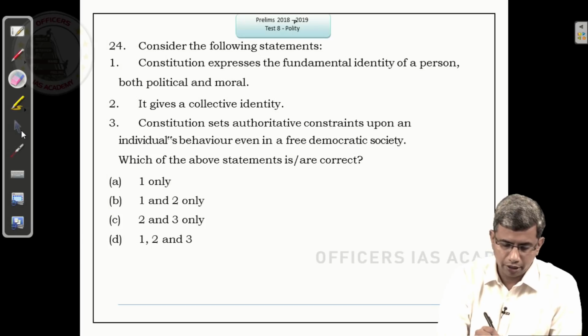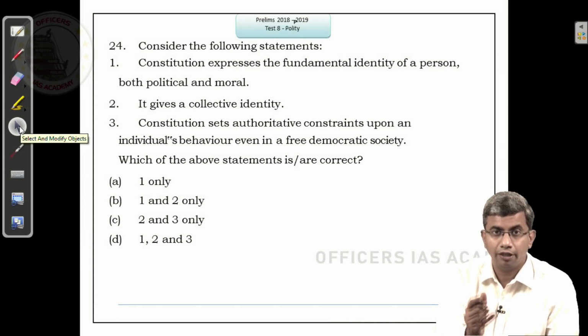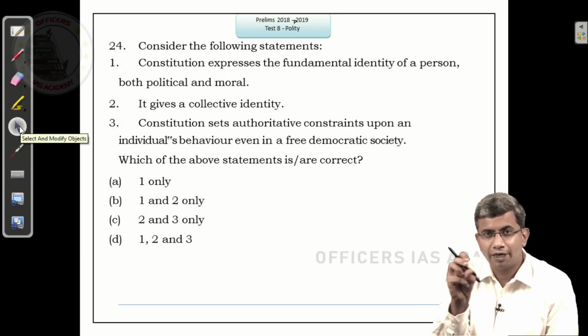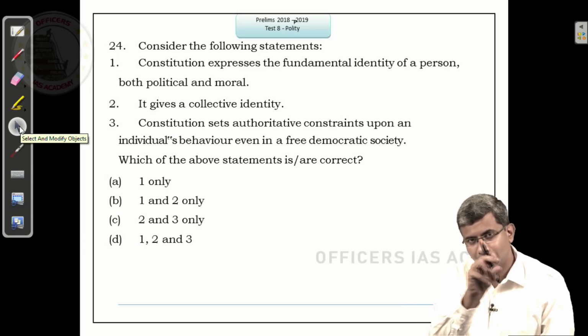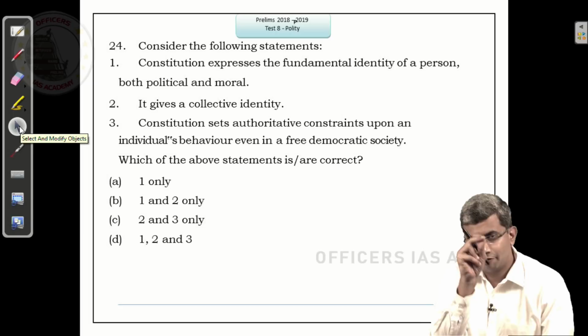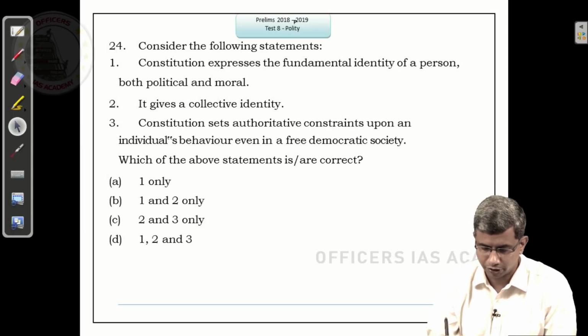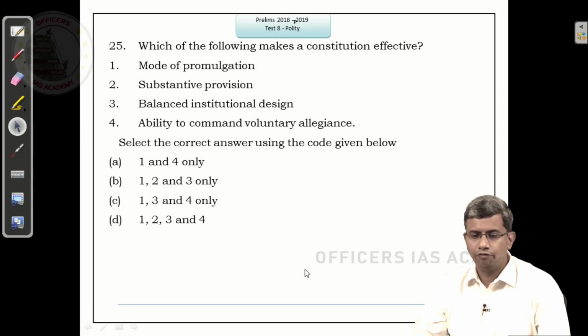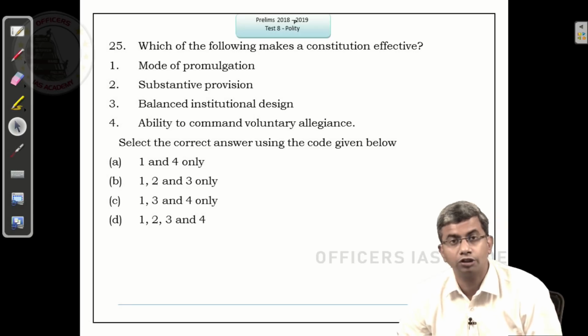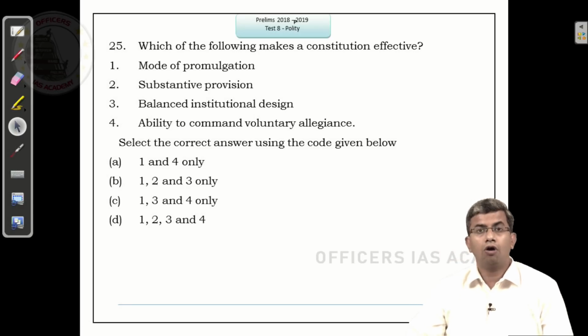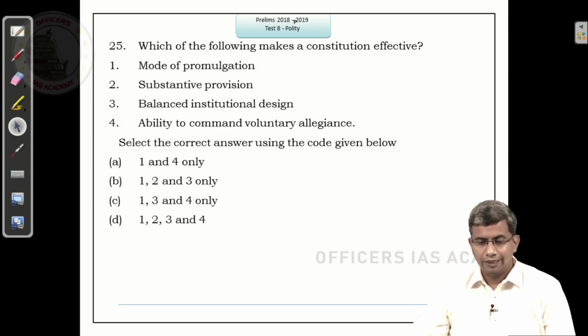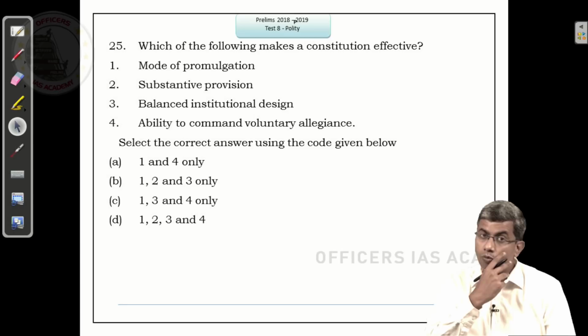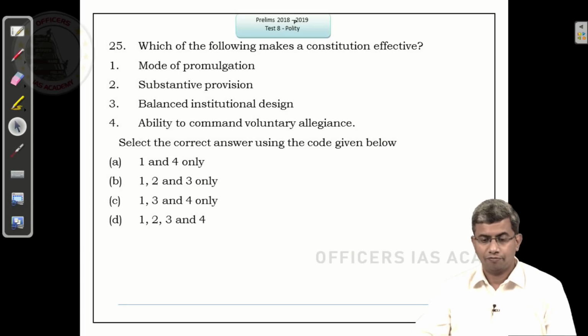Guys, and we are not creating all these statements. If you have read the NCERT book, Indian Constitution at Work, you will read all these statements. So we have picked up the most critical of those statements from inside the paragraph, but if you have read it thoroughly, you will know the answers for these questions, right? Which of the following makes a constitution effective? Mode of promulgation, substantive provision, balanced institutional design, ability to command voluntary allegiance.